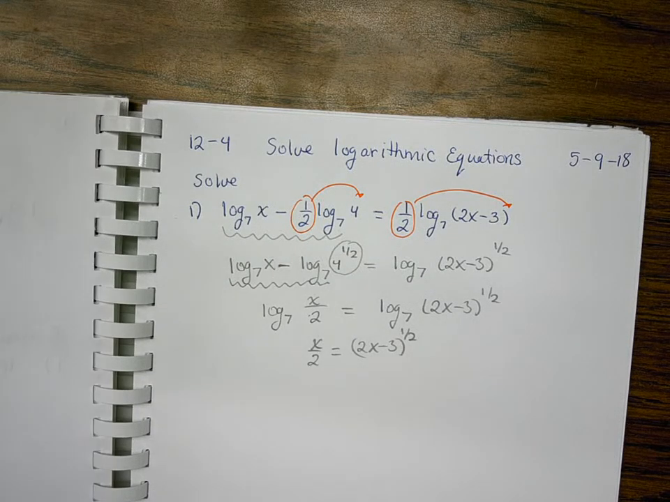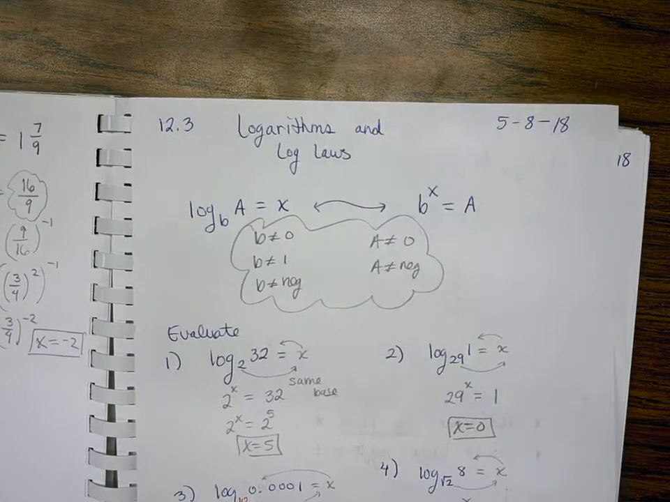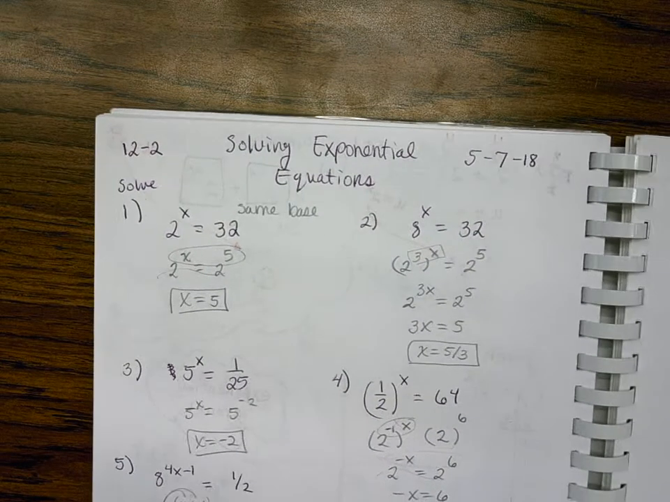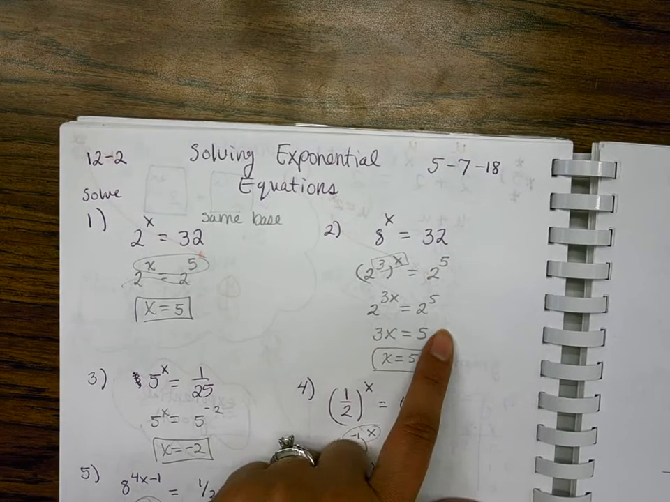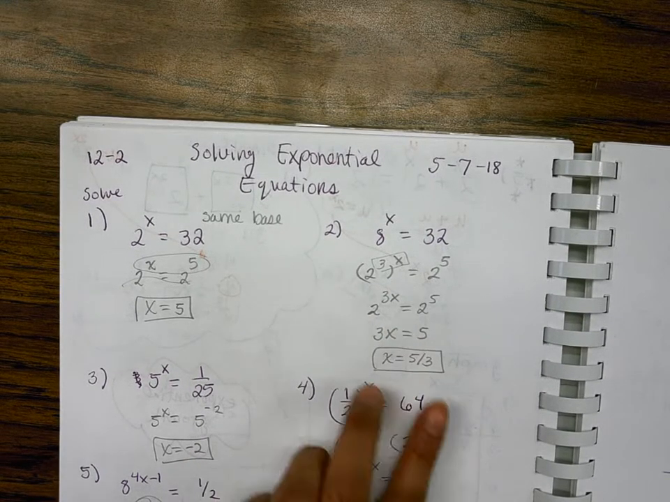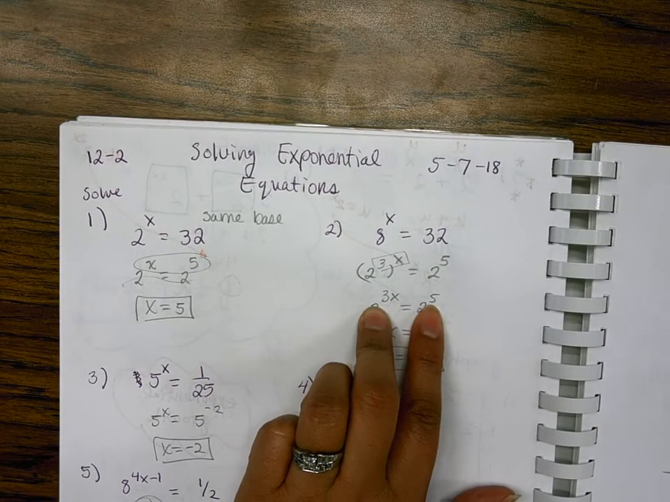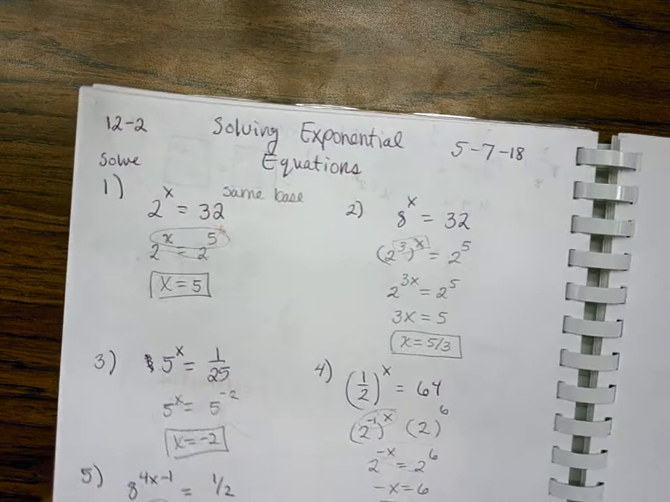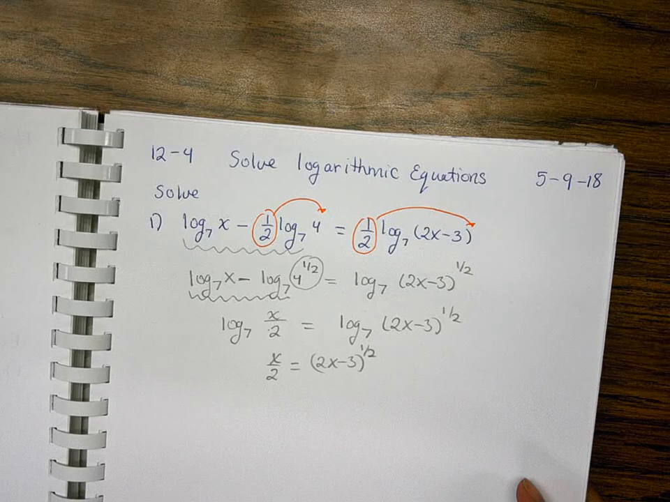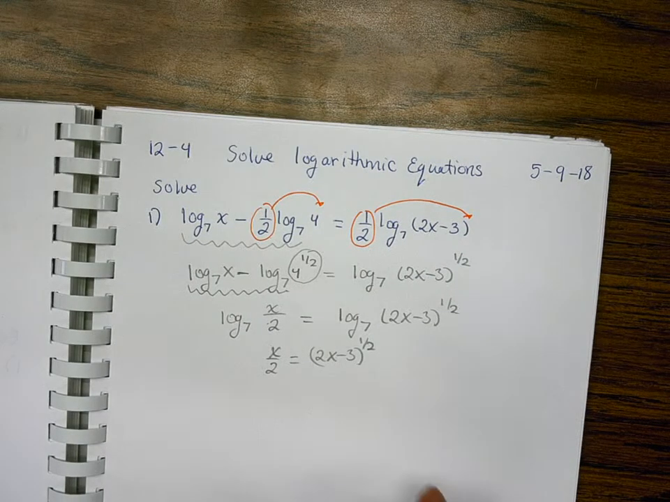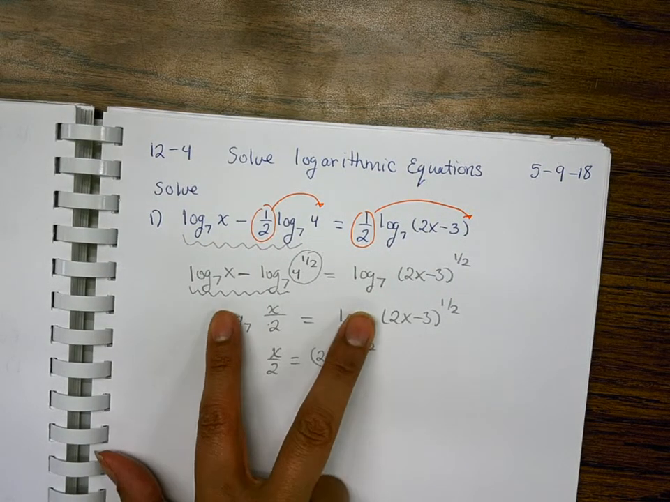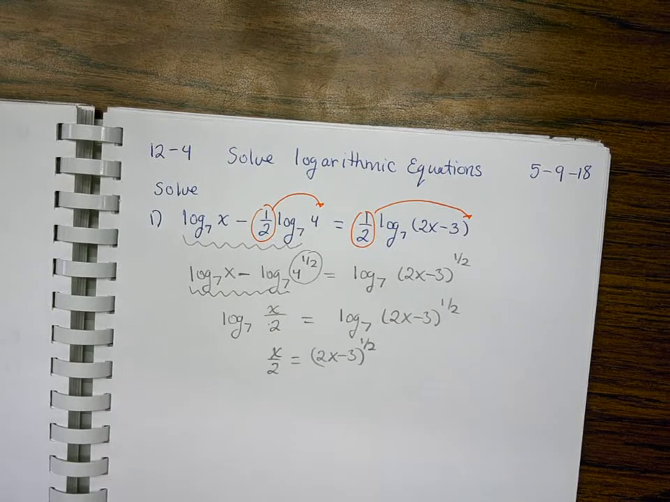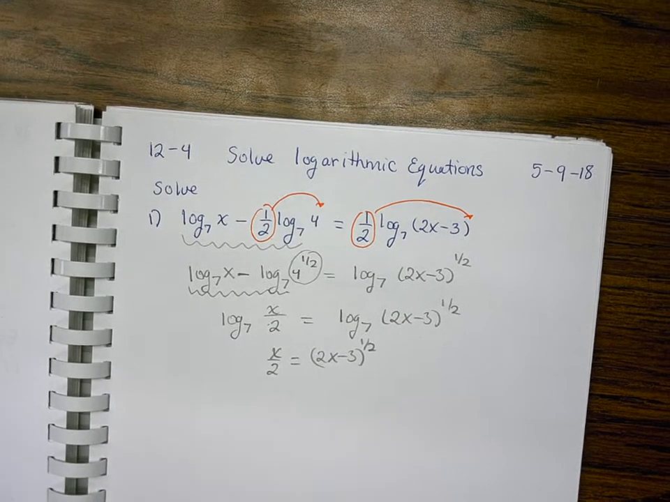All right, so just like we did on a previous lesson, like what we did here, once we got them to the same base, we dropped the bases and we ended up with the exponents, 3x equals 5. And that's what we ended up solving. That's exactly what we're doing here. Get them to the same log bases, log base 7, drop the logs, and you're left with that as your new equation.